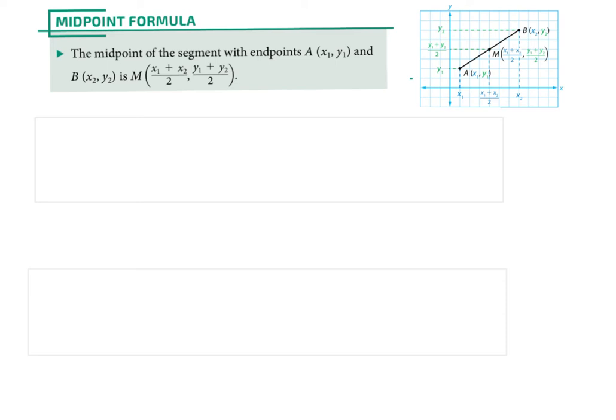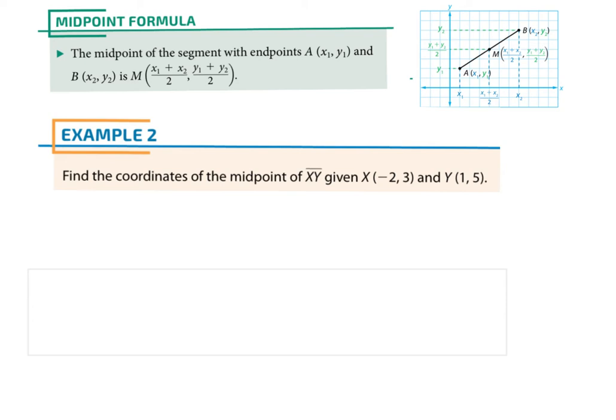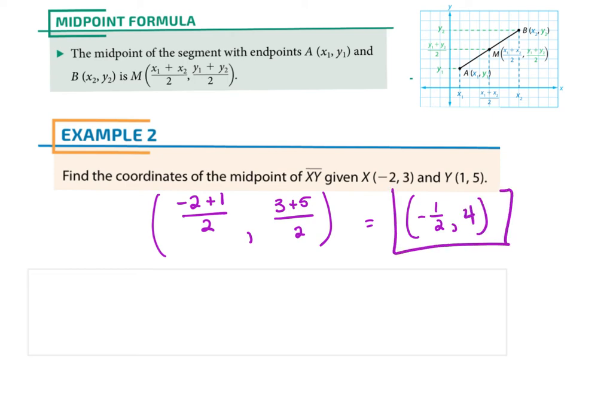So let's look at actually using it. Example 2, find the coordinates of the midpoint given x and given y. You're simply going to add them up. Your answer, however, will be a point, okay? Your answer will be a point, not like a length. So for your x's, you would say -2 plus 1 over 2. And then your y's would be 3 plus 5 over 2. -2 plus 1 is -1, so it's going to be -1/2. 3 plus 5 is 8 over 2. It's going to give you 4. So my midpoint would look like this.